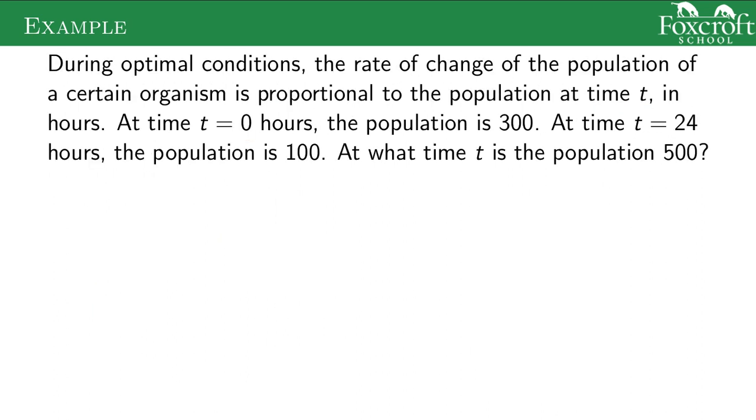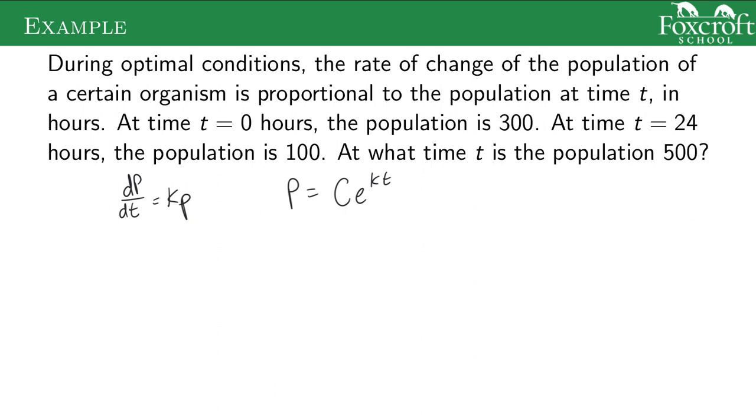All right, here's another one. Under optimum conditions, the rate of population growth is proportional to the population at time t. So the population with respect to time is directly proportional to the population. So again, that fits our criteria. And we know the solution to this is that the population equation has to be C e to the kt.